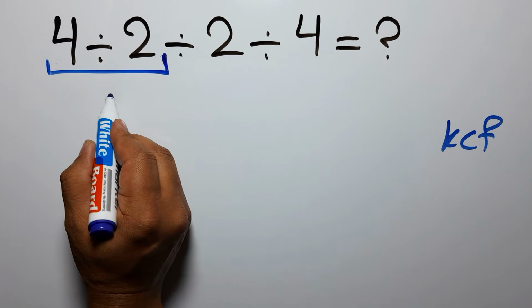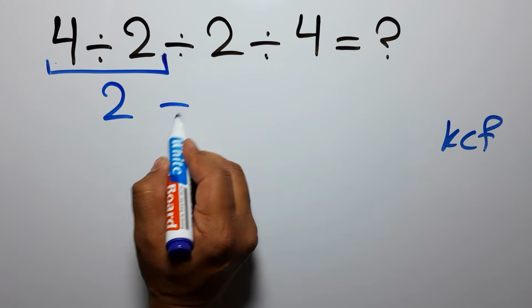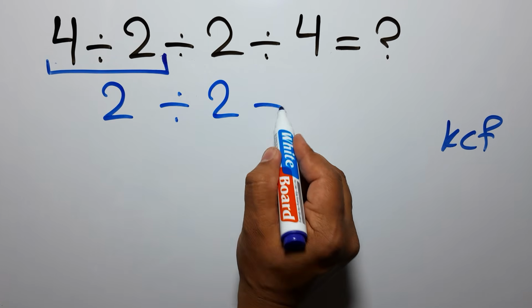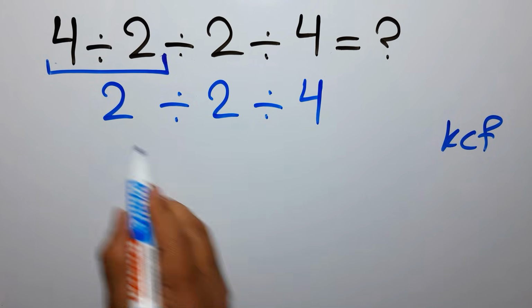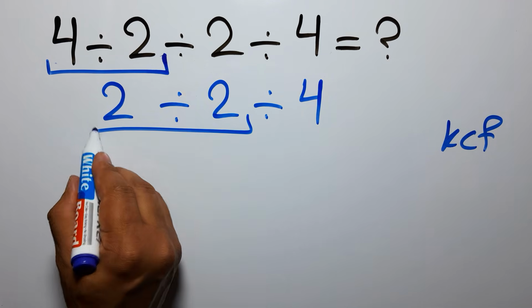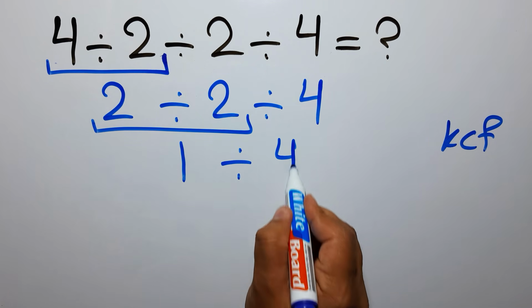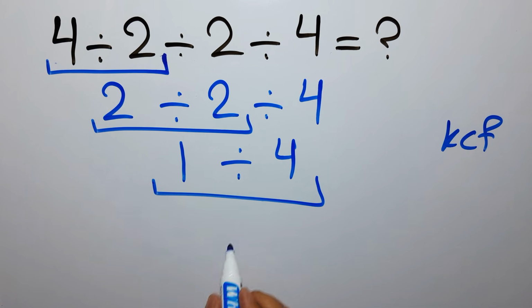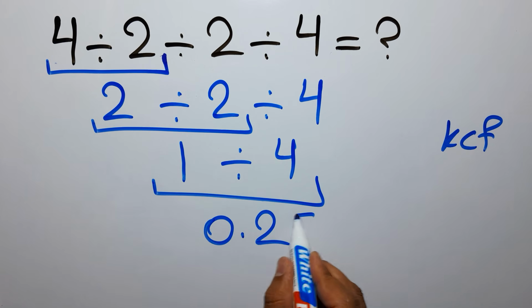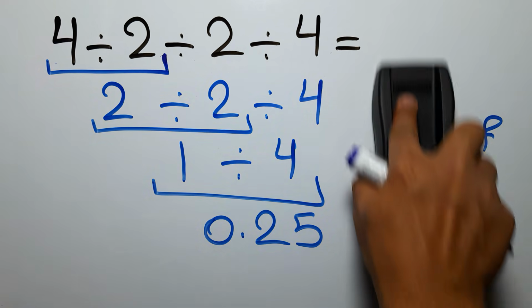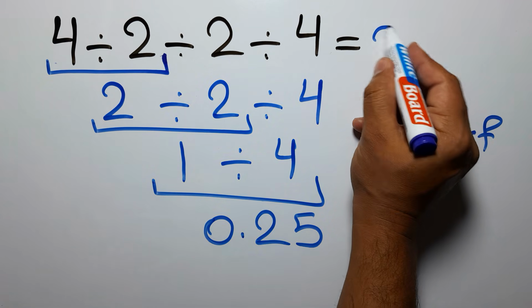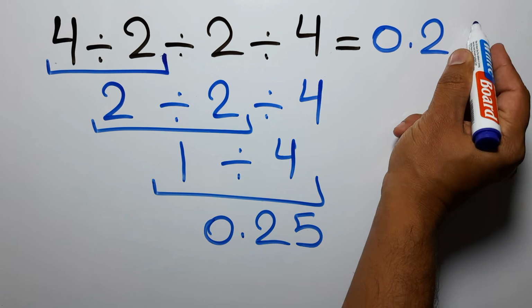4 divided by 2 gives us 2. So 2 divided by 2 and divided by 4. Now we have to do this division. 2 divided by 2 is just 1. So we have 1 divided by 4, which equals 0.25. And this is our final answer to this problem. The correct answer is 0.25.